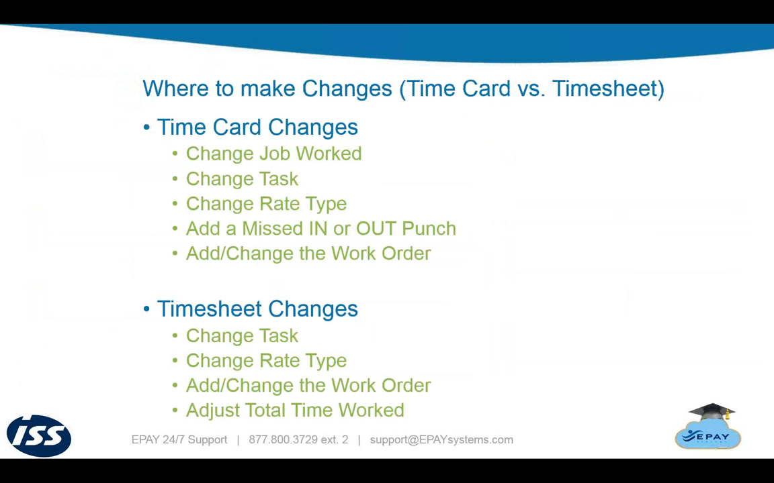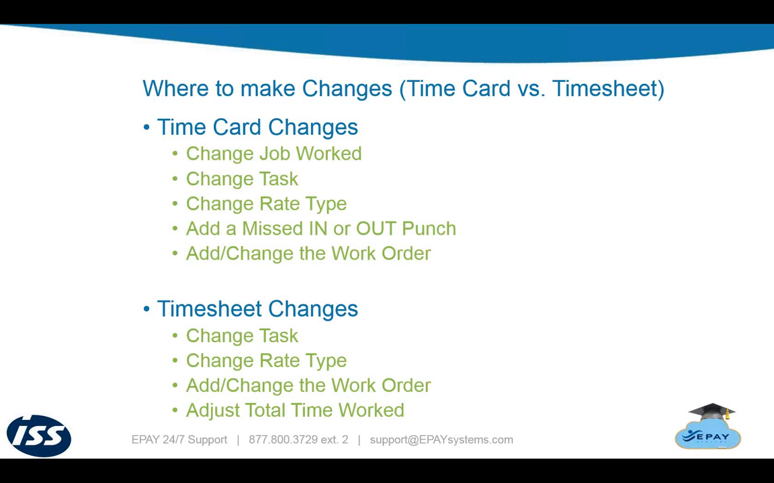So where do you make changes? Time card versus timesheets. The time card and timesheets really are two different things. The time card is where you see your raw data, your total hours, your clock ins and your clock outs. What time they clocked in, what time they clocked out, and their total hours worked. And on the time card, you can change a job if the time is coded to an incorrect job. You can change a task. You can change a rate type. You can add any missed punches. And you can also add work orders or split time if you need to allocate time across different work orders or different jobs.